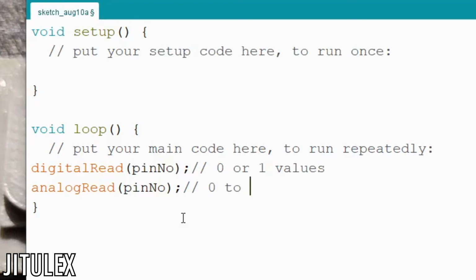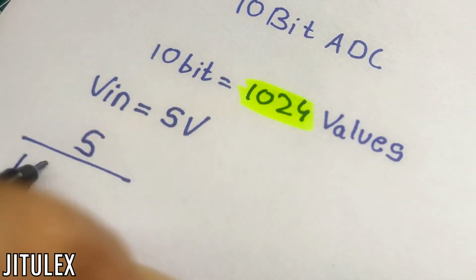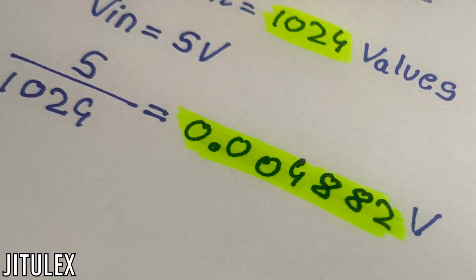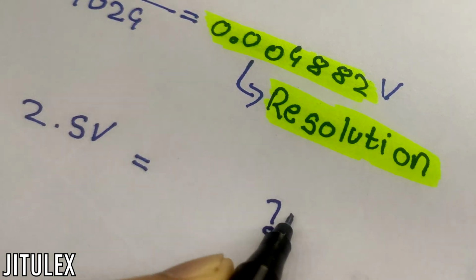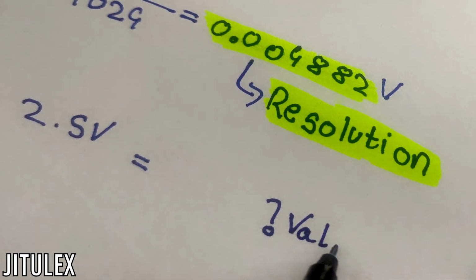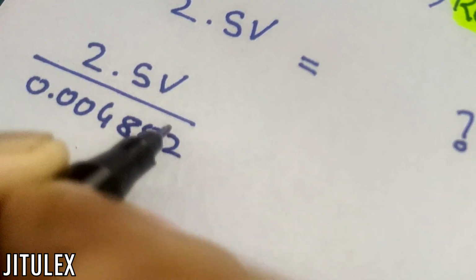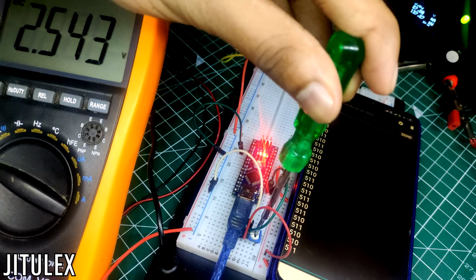Atmega 328P has an ADC or analog to digital converter to read analog values with a resolution of 10 bits, hence 1024 values. Once again, we know the input voltage is 5 volts, and if we divide it by 1024, we get 0.004882. This is the resolution in terms of voltage of the 10-bit ADC. Now if we want to find the value the microcontroller will read, if we provide a 2.5 volt input, we can simply divide 2.5 by the resolution, which will come out as 512, which is practically similar.